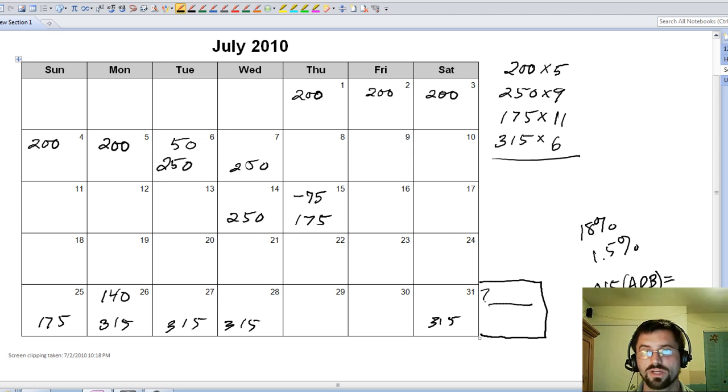I'm going to add these up. 9 plus 11 is 20, plus 6 is 31. And that should be the case, the sum of our weights should equal the number of days. So I'm good there. Now I want to take the sum of all these products and divide that by 31 to get the ADB. So that's 1,000.